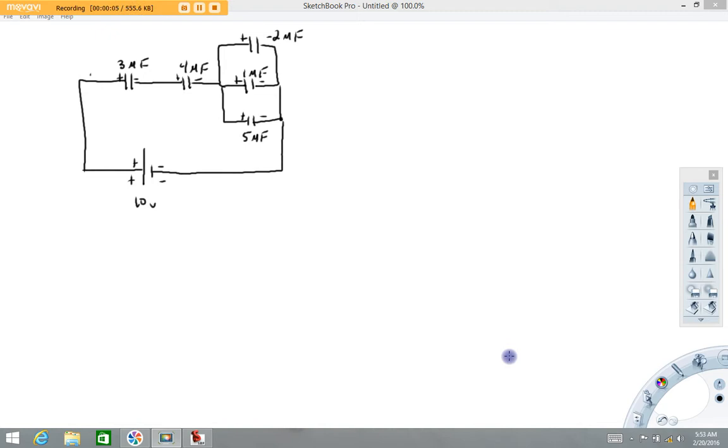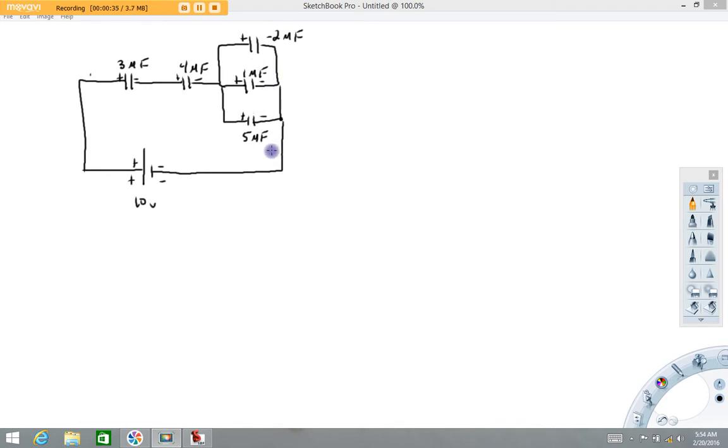So the purpose of this video is to demonstrate how to use the idea of equivalent capacitance to simplify a capacitive type circuit down and then find all the voltages and charges on each capacitor. So what we're looking at here is we have a circuit with a 10 volt potential applied. A capacitor combination here. We got a 3 microfarad, a 4 microfarad, a 2 microfarad, a 1, and a 5.